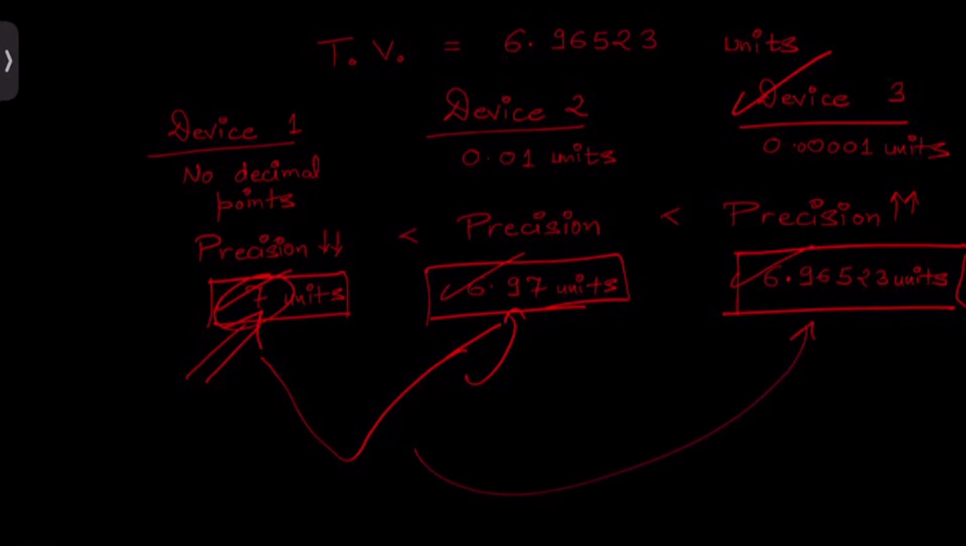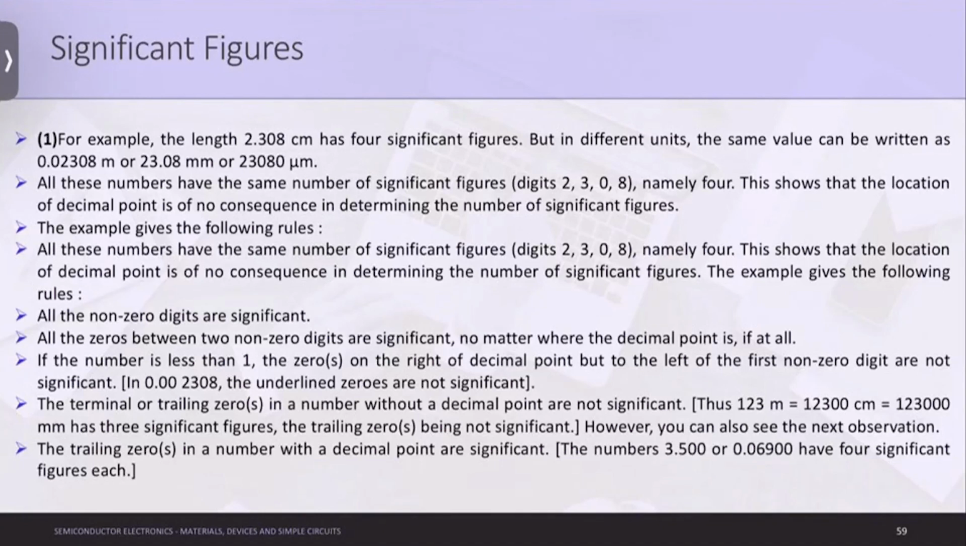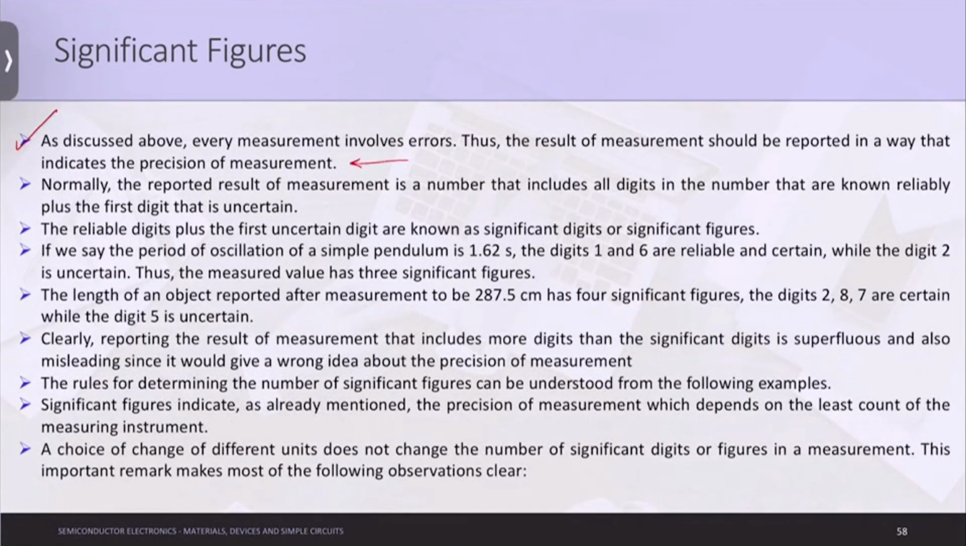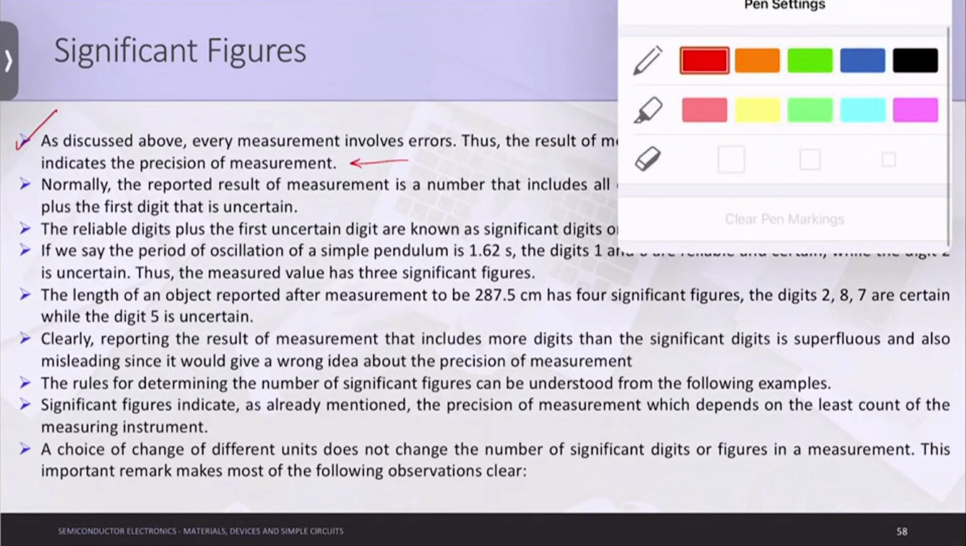Okay, so let's move on with the next iteration part. Let us read everything which is written here. As discussed above, every measurement involves errors. Thus the result of the measurement will be reported in a way that indicates the precision of instruments. Quite evident. So that was the only concept which I tried to explain to you right now.